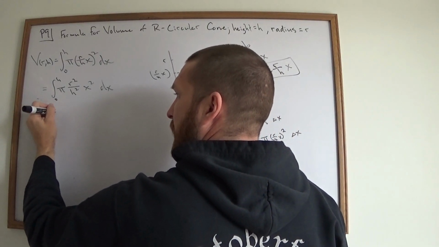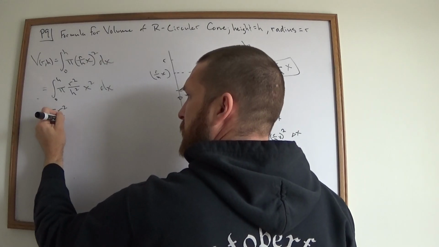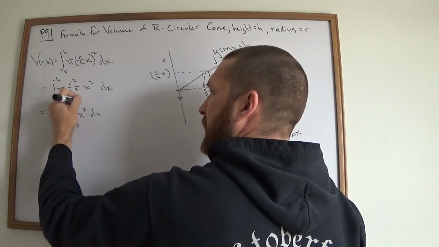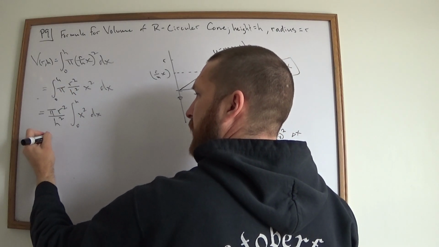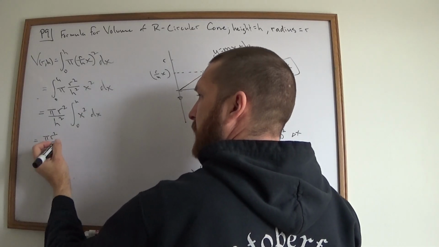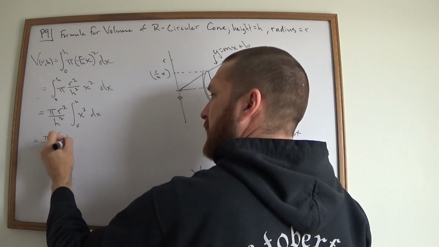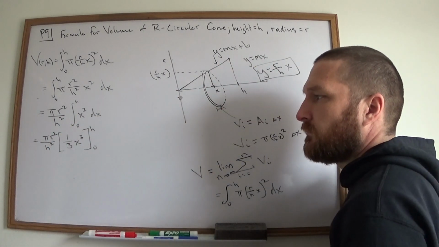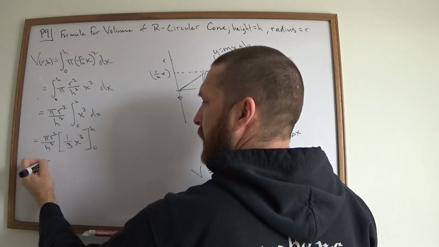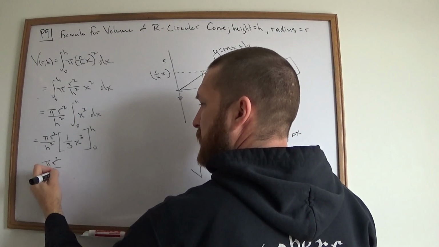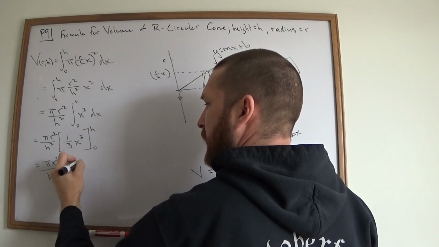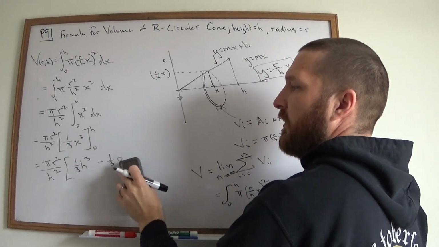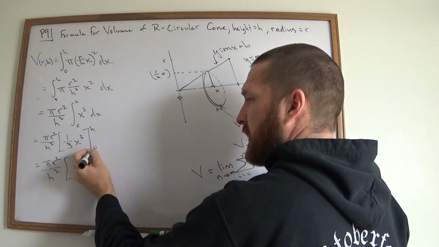And so we have a pi r squared over h squared. Those are all my constants. All I'm left with is an x squared dx going from 0 to h. So that's an antiderivative. The antiderivative of x squared is 1/3 x cubed, evaluated up at h and down at 0. So that's pi r squared over h squared times 1/3 h cubed minus 1/3 0 cubed. That makes that whole thing go into 0, so we're done there.